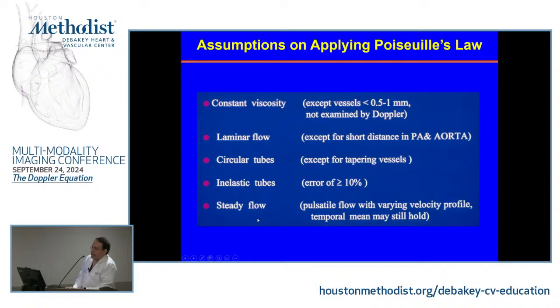Another assumption that Poiseuille's law makes is that the flow is steady. It is not changing, as we know that flow through the cardiovascular system is pulsatile with varying velocity profile. But if you say, let me look at an average of the flow, how it's going through X amount of time that is present in systole, and you use mean values, that can give you some approximation of what the true flow may be.